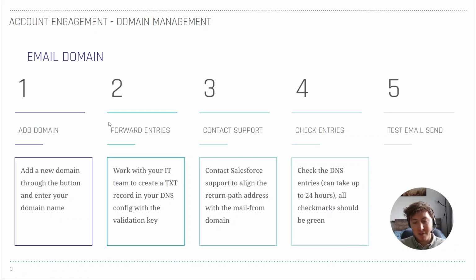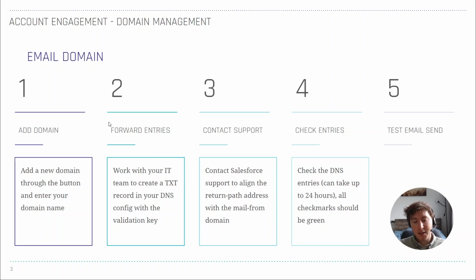After they've done that, you can validate, but there's one additional step we are doing, and other people might want to do as well. It's not mandatory, but you can do it. We always contact Salesforce support to have our return path address aligned with our mail from domain, because otherwise the reputation of your emails when you send them out could get bad over time. And this is something you don't want. You always want the best email deliverability or availability of your email address domains.